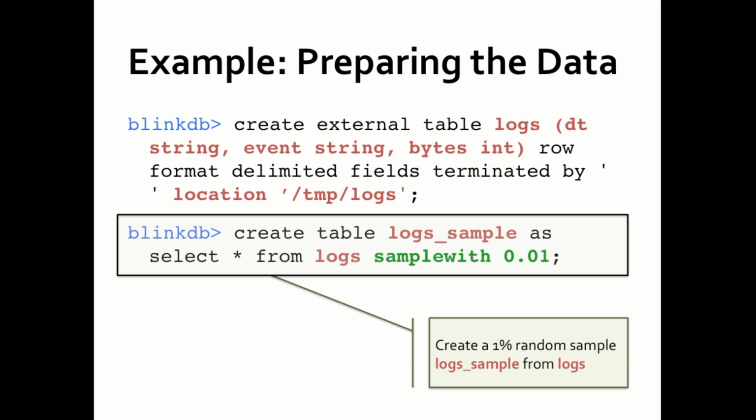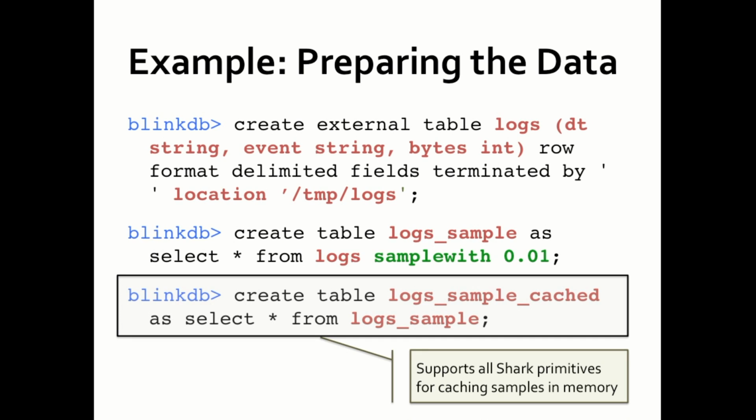The second step, which is an extension of the CTAS, or create table as select syntax, allows the user to create a sample, which in this case is referred to as log sample. It takes in a table or a materialized view or a subquery as the other argument, and allows us to add this sample with operator to this query. The sample with operator can be thought of as a random sampling operator, which in this case takes a probability and creates a 1% random sample from this particular table.